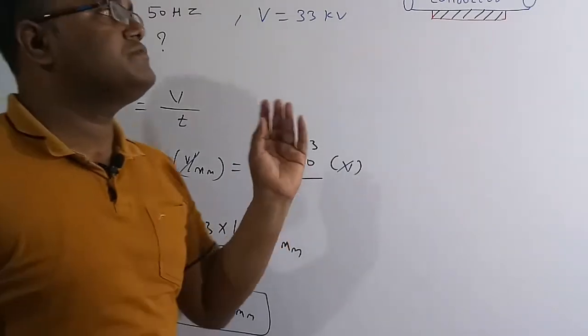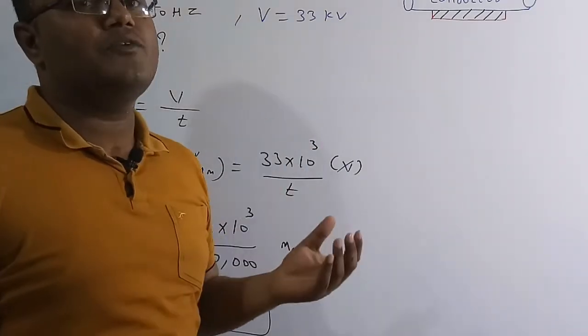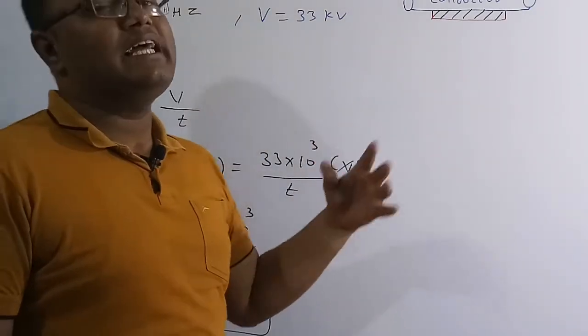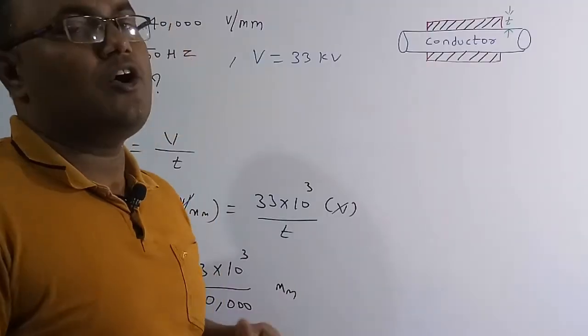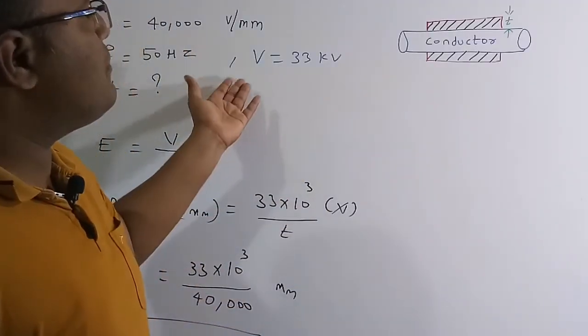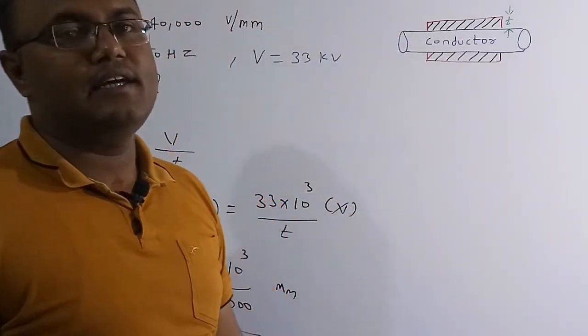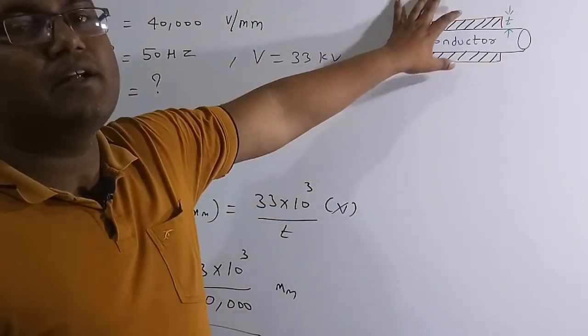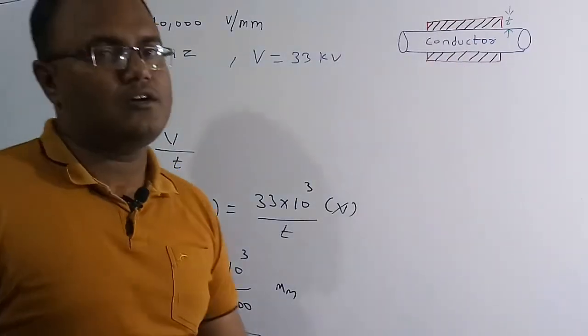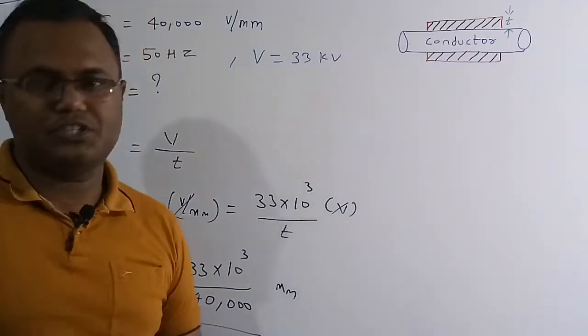So we must have this much thickness of insulation in order to make this material a pure insulator or dielectric. If you operate above this, then this rubber is also going to behave like a conductor, and if you touch this rubber, you are definitely going to get a shock. So this is the correct solution of this question.